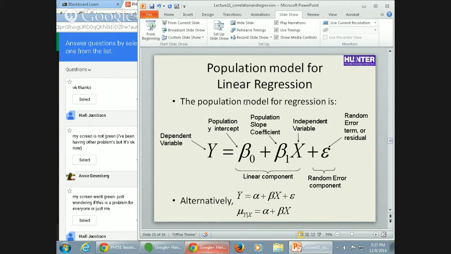So here's your first regression equation. So this is the population level model. So I'm writing the capital X and the capital Y, and it contains those components that I mentioned on the last screen. So the dependent variable is the intercept plus the slope times the independent variable plus the random error component.